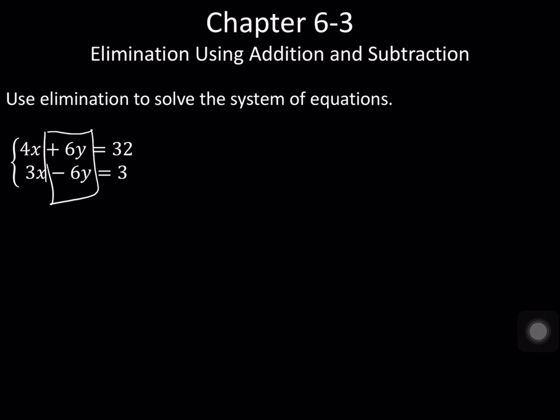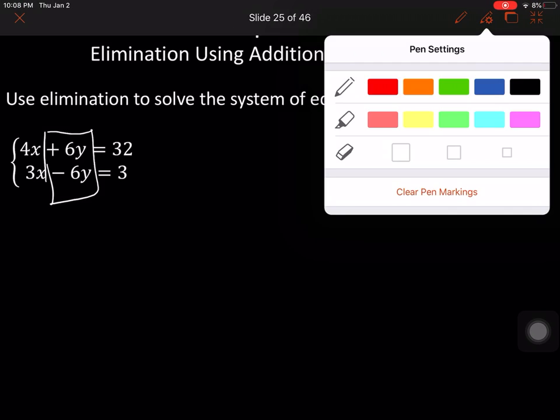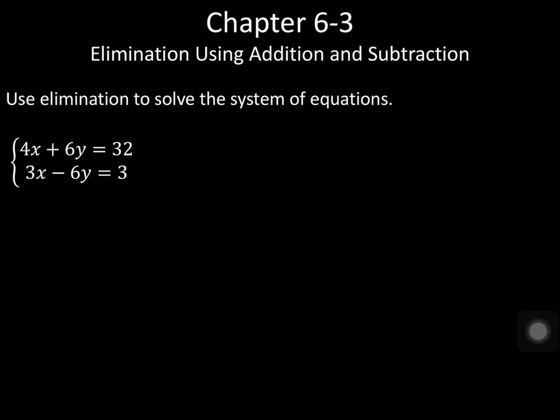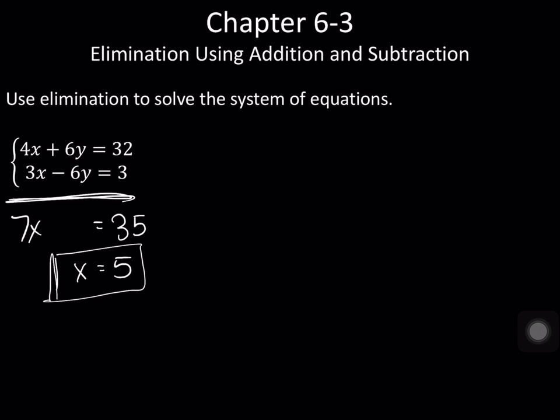Notice your y's here have the same coefficient but with opposite signs. So plus 6, minus 6. By adding these two equations together, the y gets eliminated. So 4 plus 3 is 7x's, plus 6 minus 6, 0 y's. So those get eliminated. 32 plus 3 is 35. And so here's our equation, 7x equals 35, which is a simple equation to solve. Divide both sides by 7, x equals 5. And that's part of our ordered pair.